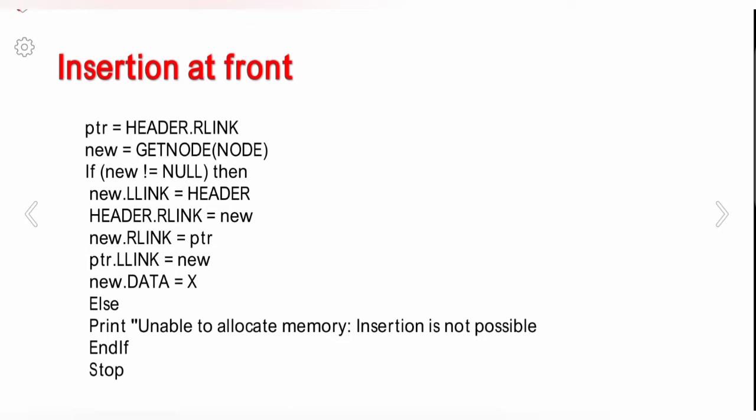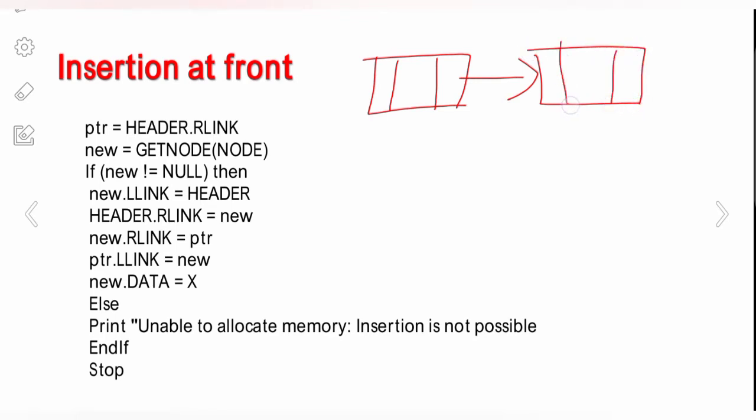Here I want to insert a node at the front of the linked list. Pointer equals header dot r link. We denote the previous node and the next node using the left link and right link. First of all, we denote a pointer that points to header dot r link, that is, the right link. In the given linked list we can traverse in either the backward or forward direction. I am taking a linked list with 3 nodes.